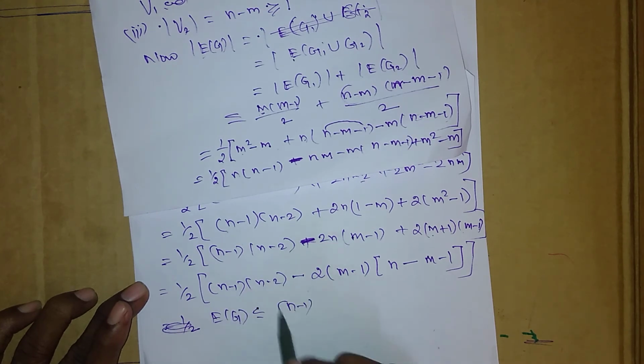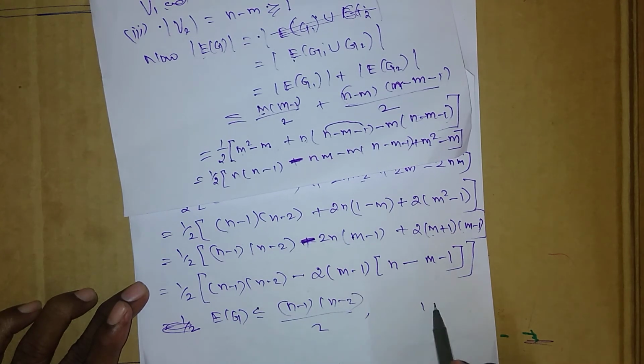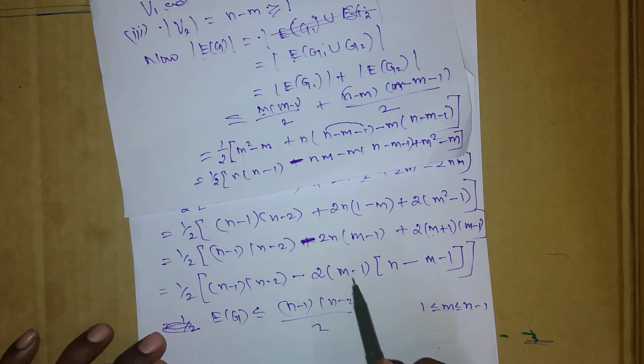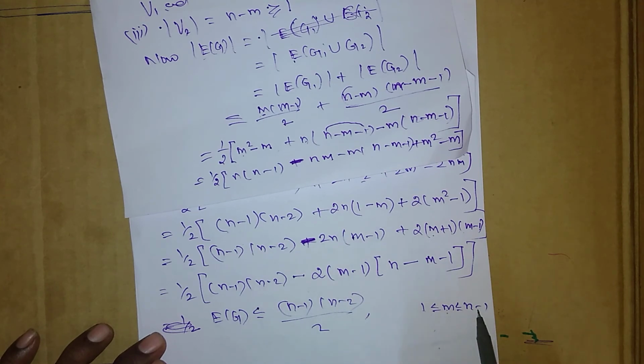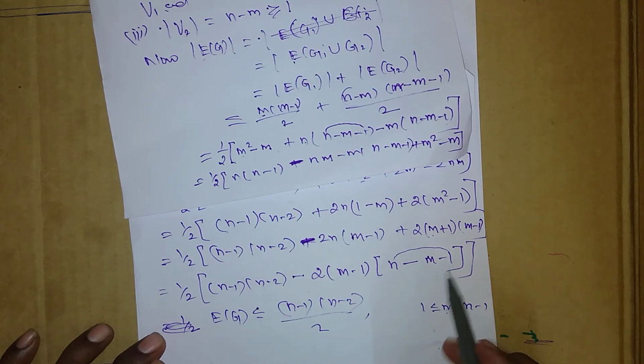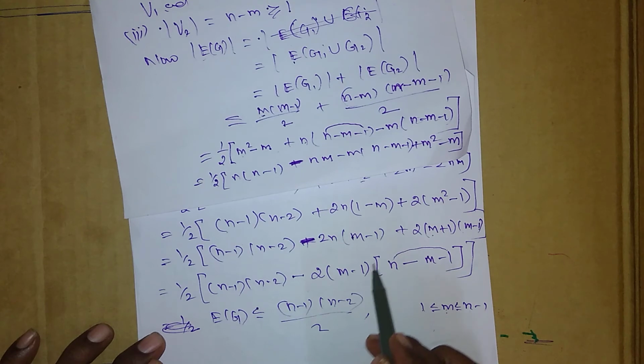here this is less than or equal to n minus 1 into n minus 2 divided by 2, because we know that 1 is less than or equal to m, less than or equal to n minus 1. This is the condition 1. m is greater than 1 and less than or equal to n minus 1. Therefore m is greater than 1 means it is positive, and m is less than or equal to n minus 1 means minus m becomes plus m. Therefore the whole term becomes positive.